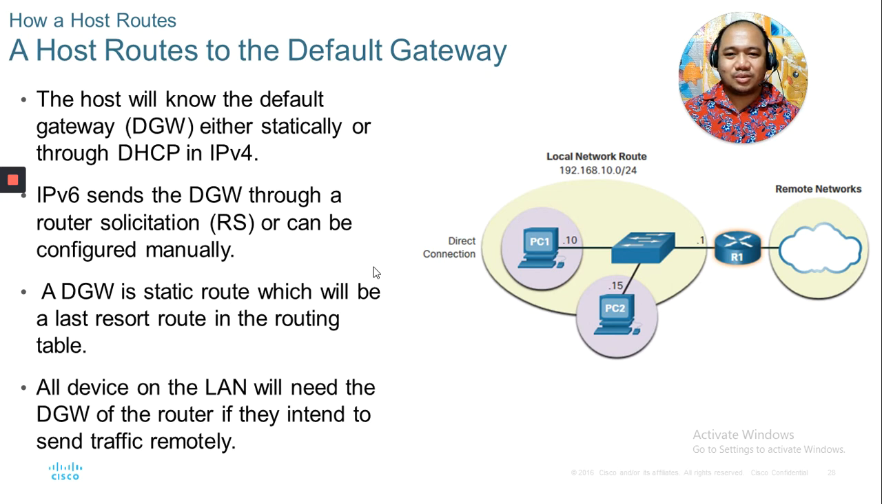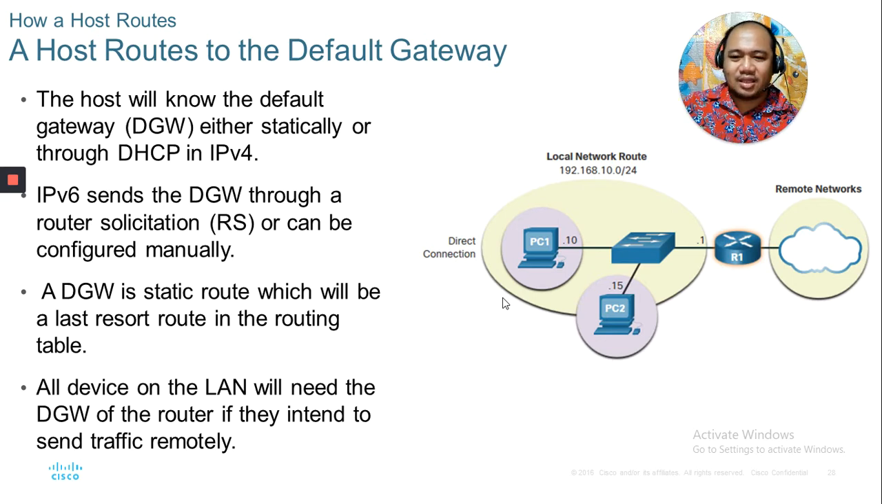Host routes to a default route. The host will know the default gateway. How do you know? This is your computer. How does the host know that this is your default gateway? By using ARP. You can also ping the IP address of your gateway so that the computer will register the MAC address of the known IP address.